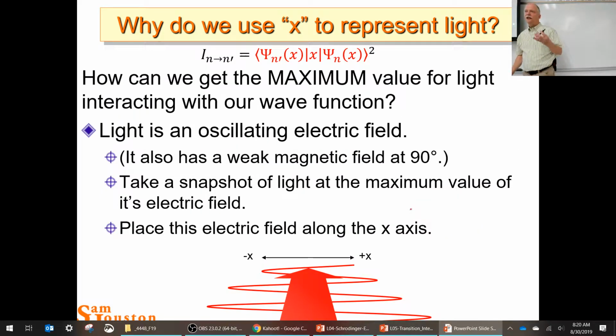So why do we use X to represent light? Well, we want the maximum effect. And light's an oscillating electric field. It also has a weak magnetic field at 90 degrees.